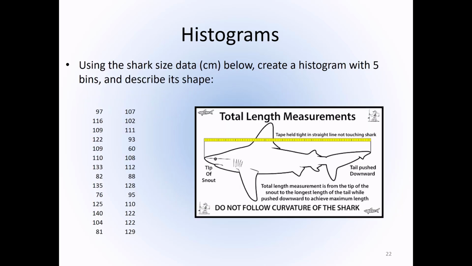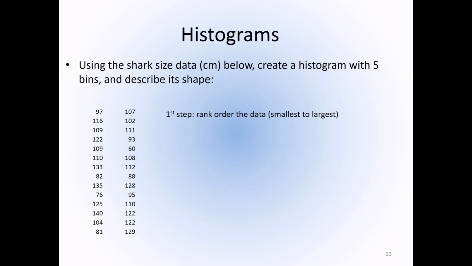Okay, so how do we create these histograms? Let's go through an example to see how we do so. Let's say that we are interested in the length of a particular shark species, and we go out and measure sharks in a particular sample, and we want to plot our data in a histogram. So what is our first step here? Well, the first step is going to be to rank order the data. This means that we're going to order the data from smallest to largest. So let's go ahead and do that.